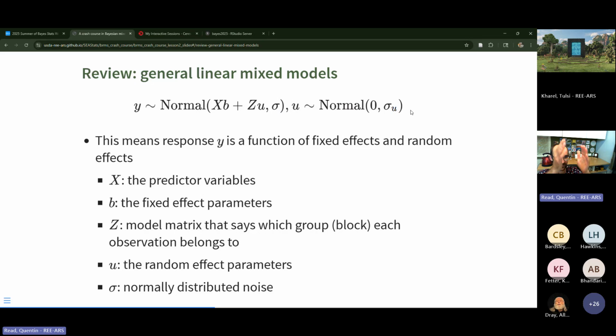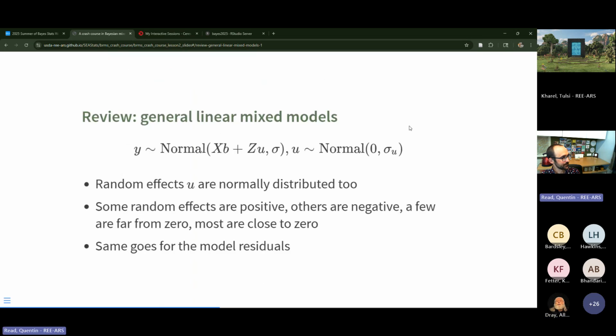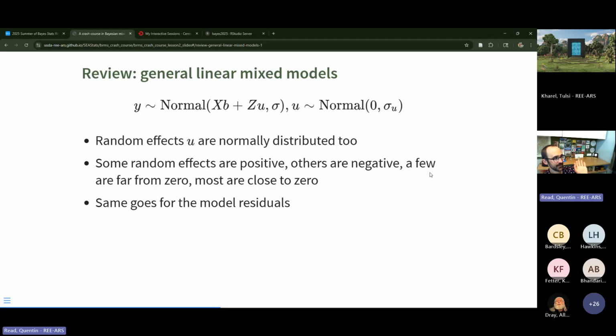We're saying that the different blocks have a higher mean and some have a lower, but they're centered around zero, normally distributed. Okay, so that's our general linear mixed model, right? As I said, the noise around the overall response is normally distributed, and the random intercepts and slopes are normally distributed. That's the models we've done so far, that's how they're set up.